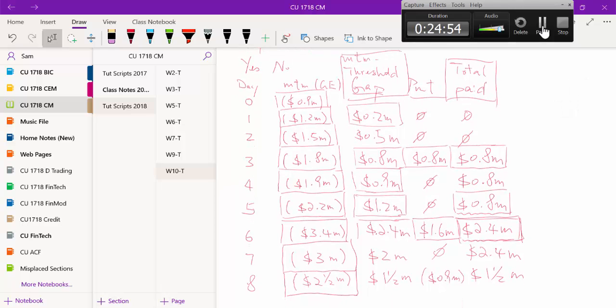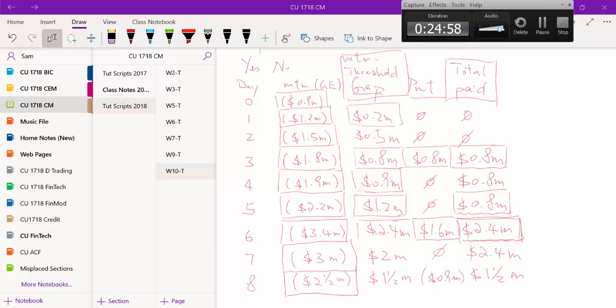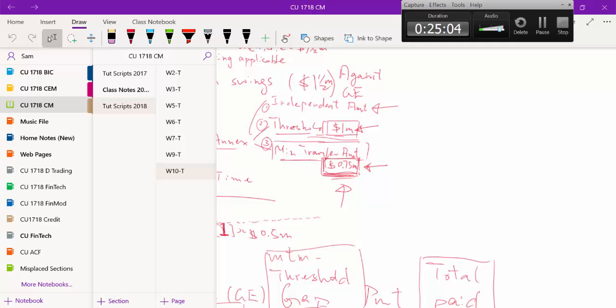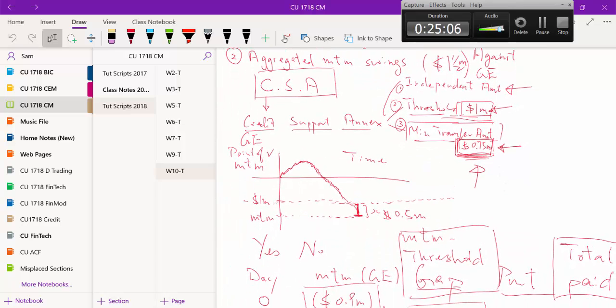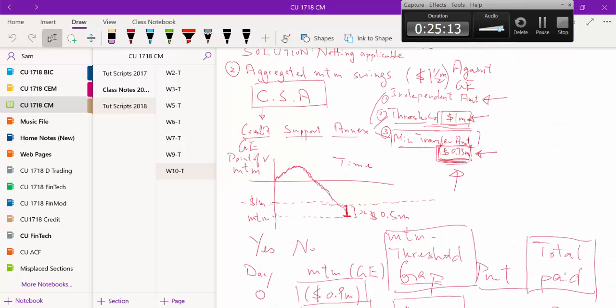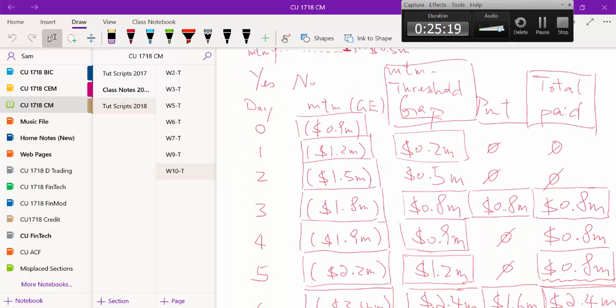Okay. Now that is on CSA, which will help solve this problem of your aggregated mark-to-market swing, so you don't have exposure, even if the total mark-to-market, when you add them up, is a big number.